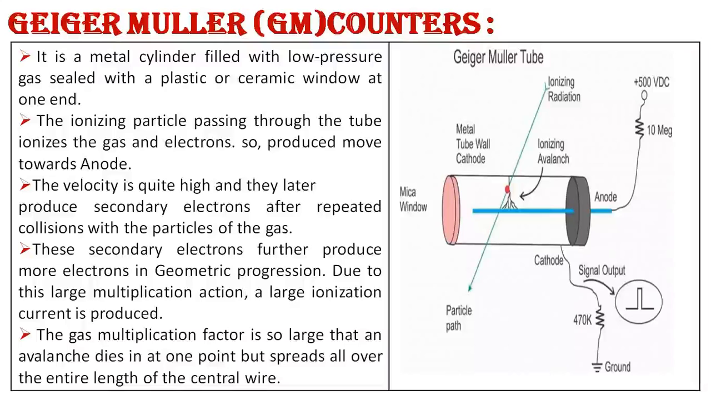The gas multiplication factor is so large that an avalanche does not die at one point but spreads over the entire length of the anode.